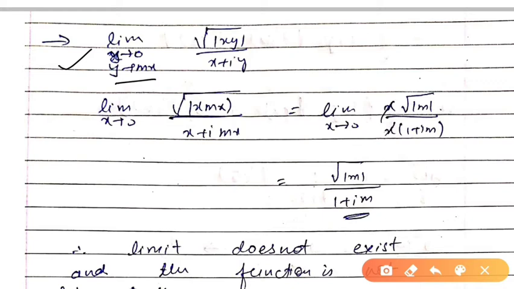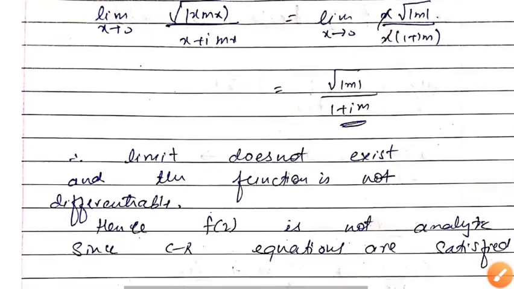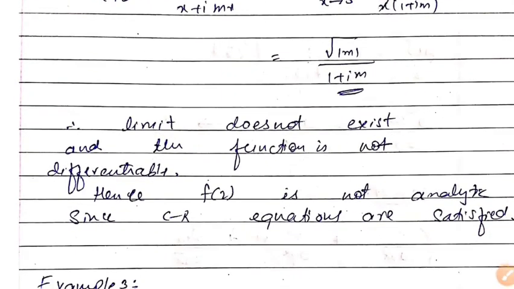I will put here y equal to mx in the numerator and denominator. Now see, here under the root we are having x square. So if I take it outside, you will get x, and from the denominator I am taking x common. x will get cancelled. You are only left with under root of mod m upon 1 plus im. Now again, m is not any fixed number, but m can be any number, 0 or other than 0.